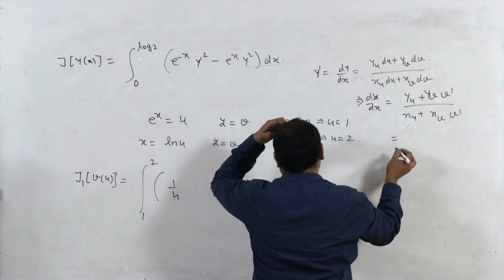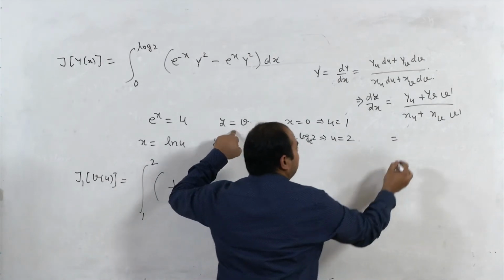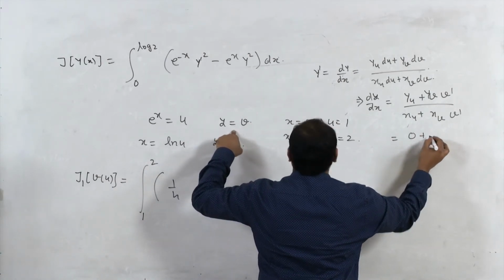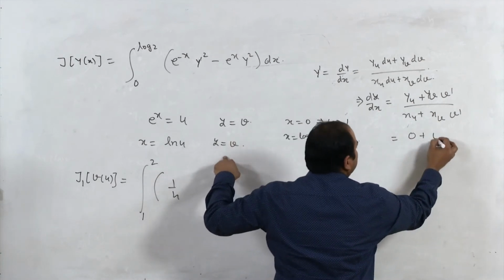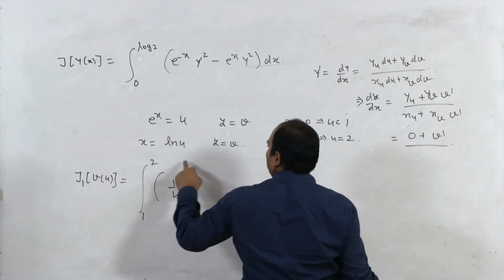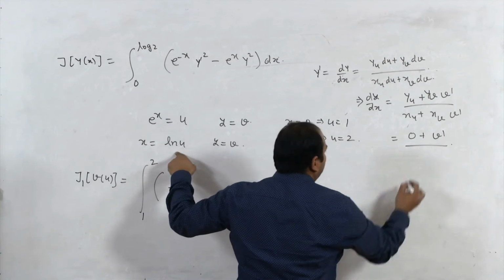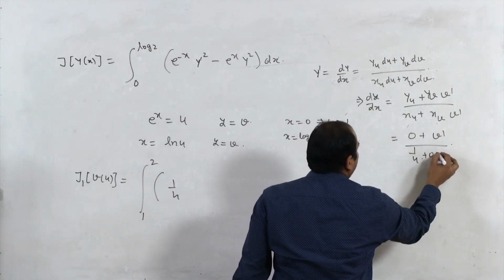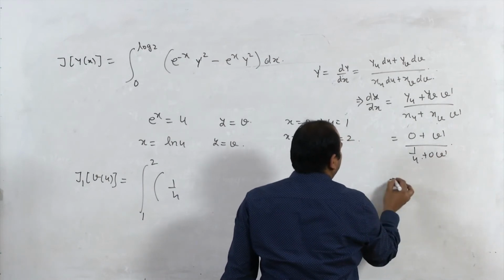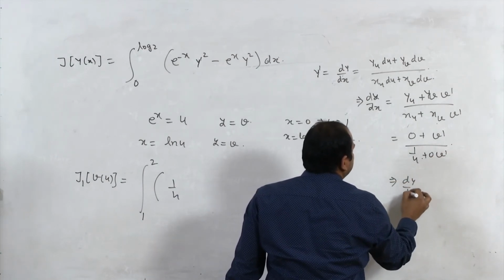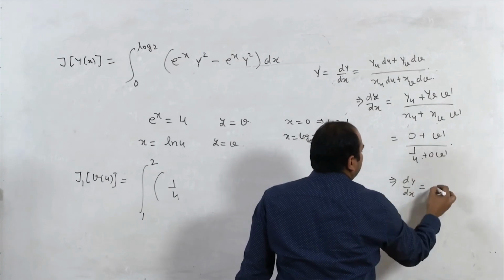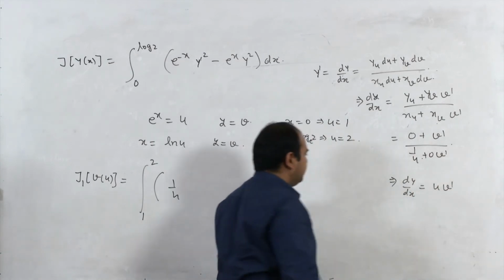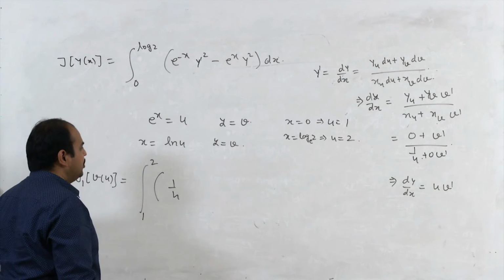So here y_u will be simply 0, and y_v will be 1, so this is v dash. And x_u will be 1 upon u, and x_v is 0 into v dash. So here we will have dy by dx equal to, this will go up, u v dash. So dy by dx is given as u v dash.